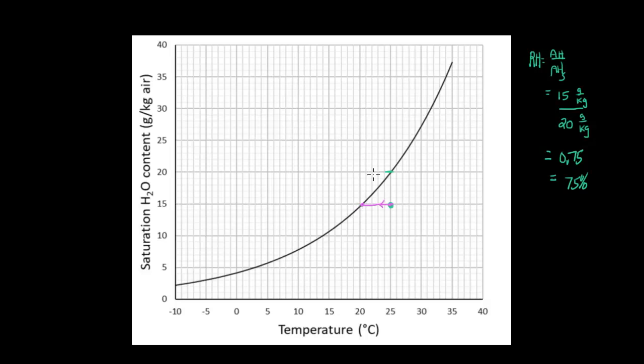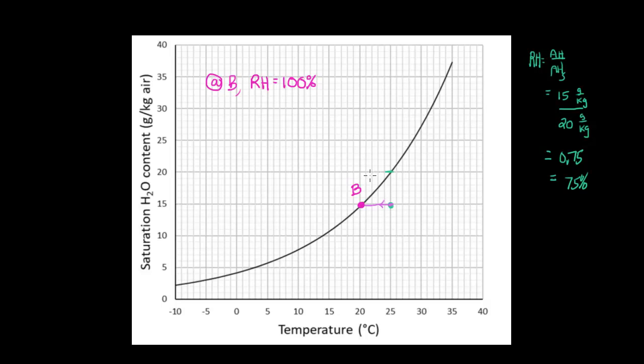At this point right here, let's give it a deeper red color, let's call this point B. At point B, the absolute humidity is 15 grams per kilogram, and the saturation value is 15 grams per kilogram. So at B, the relative humidity is 15 over 15, or 100%. So it's 100% saturated, and it's going to begin to form rain.